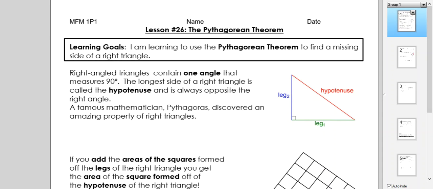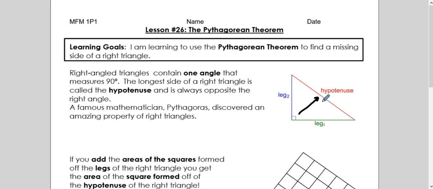A couple things that we need to understand. What do we know about the hypotenuse? Well, it's always opposite the right angle, and it's always the longest side. So we can use the properties of this to build understanding of how to solve for the hypotenuse. Maybe we have to find one of these legs, and that's okay.